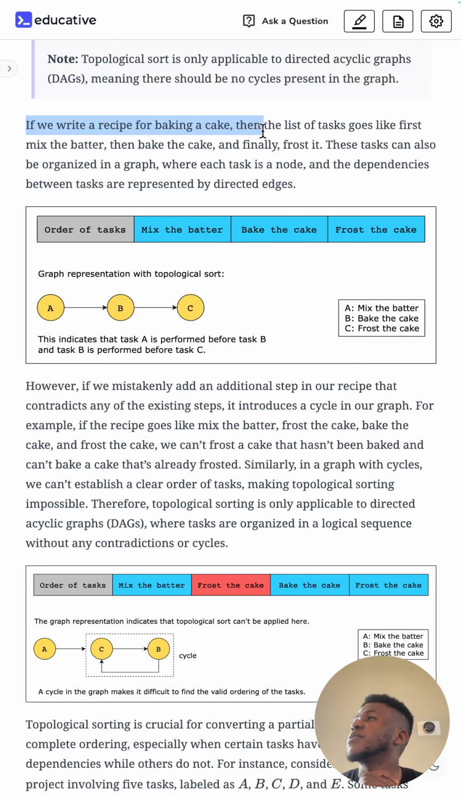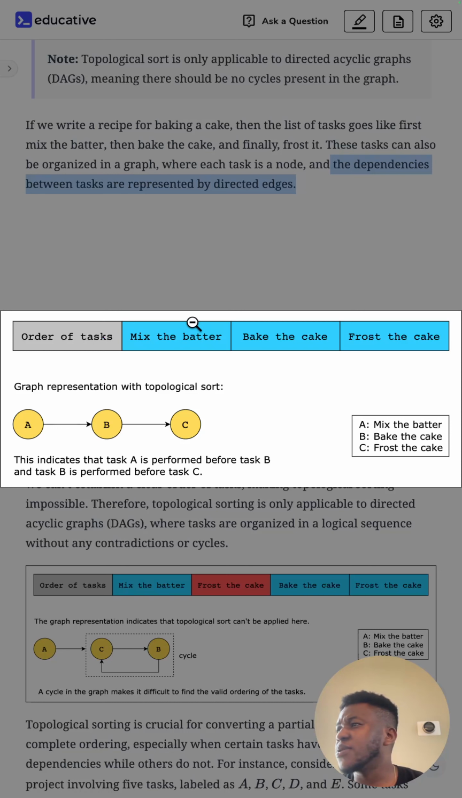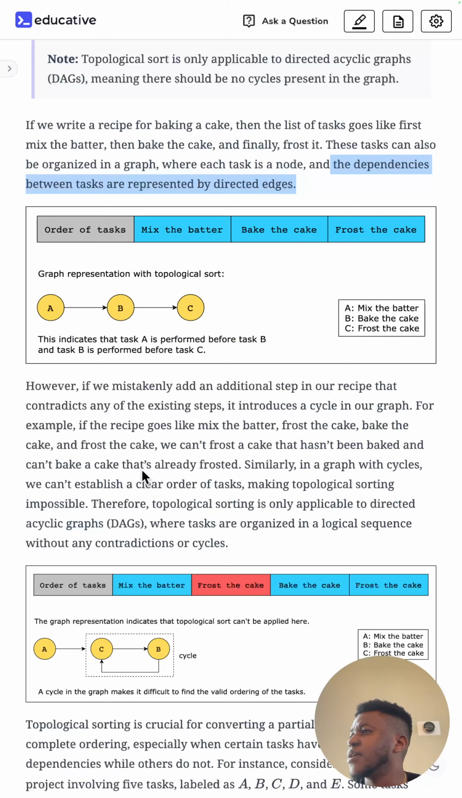And if we write a recipe for baking a cake, then the list of tasks goes like first mix the batter, then bake the cake, then finally frost it. So these tasks can also be organized into a graph where each task is a node and the dependencies between tasks are represented by directed edges. So we have this sweet diagram here. So order of tasks: in an array, we mix the batter, bake the cake, frost the cake, and in toposort graph representation, A is performed before B is performed before C, etc. A is mix the batter, B is bake the cake, C is frost the cake.